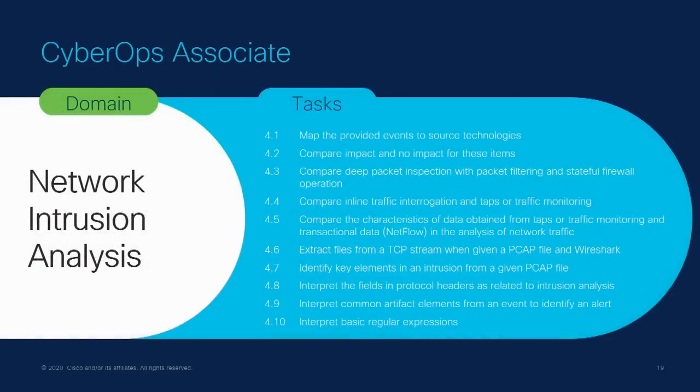I want to talk about network intrusion and analysis and what those tasks are on the blueprint. As you can see here, there are 10 tasks on this blueprint in this domain. If you just scan down through these tasks, you'll see that the first 4 have the verb compare. When you're comparing something, you need to understand the functionality of both of those products or both of those processes or principles, and you need to know how they compare to each other.